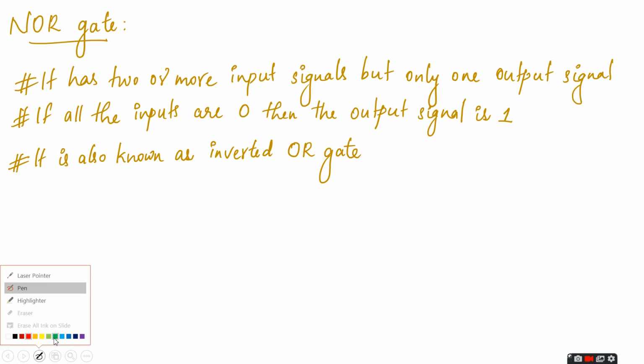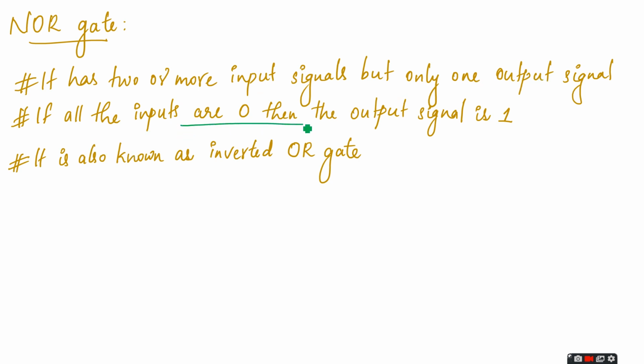Next is NOR gate. NOR gate has two or more input signals to produce one output signal. Now see here, in NOR gate, if all the inputs are 0, then the output signal is 1. It is also known as inverted OR gate. Now keep this point in your mind. You will get confused between NAND gate and NOR gate.